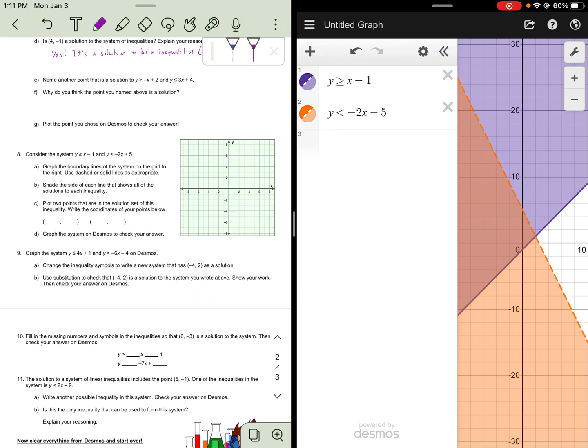All right. So now it says graph the boundary lines of the system on the grid to the right. Use dashed or solid lines as appropriate. I've already graphed this on Desmos just to make it faster. This line, which is our purple one, is going to be a solid line because it's or equal to. The orange line will be dashed because it's just less than, not or equal to. Okay, so I'll color code these for what we have in Desmos over there.